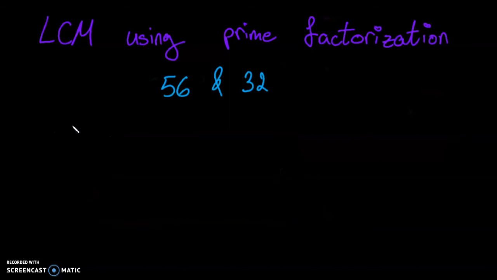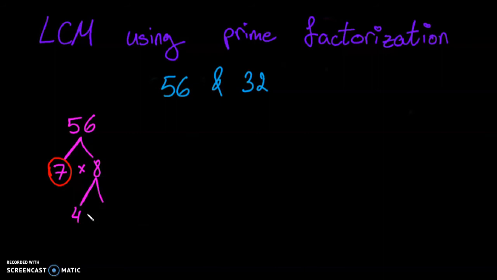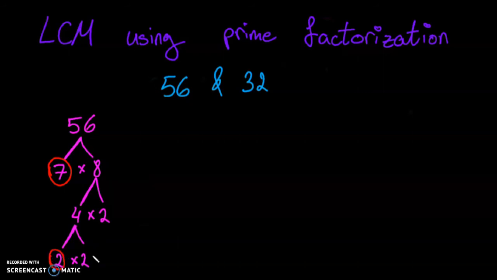Let's try 56 and 32. 56 is 7 times 8. 7 is prime, so we circle it. 8 can be written as 4 times 2. 4 can also be separated, so we can write it 2 times 2. 2 is prime, we circle this. This 2 is also prime. And then we look at this 2, which is also prime.